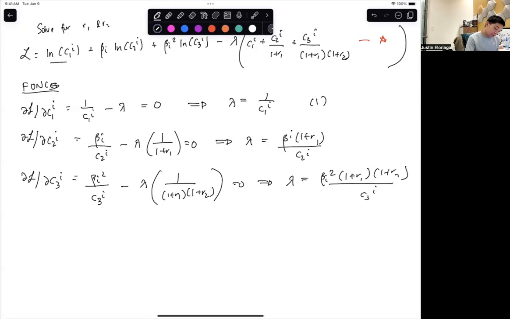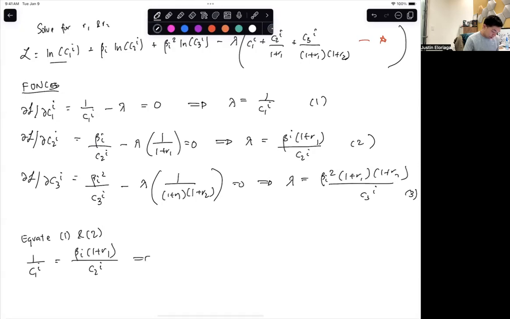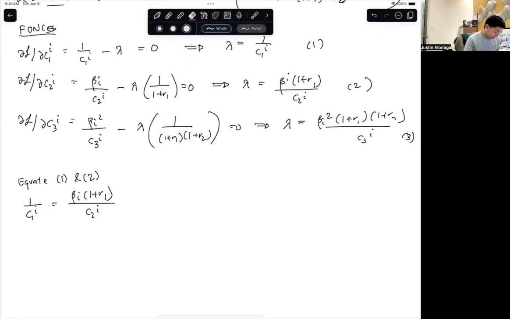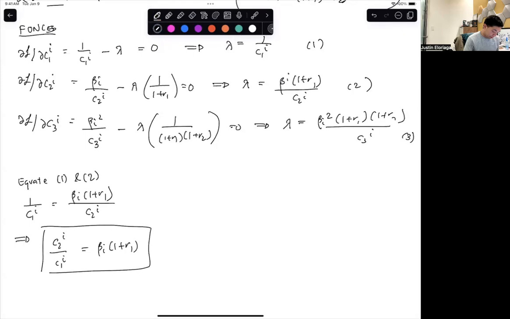Let's call this 1, this 2, and this 3. If I equate 1 and 2, I get 1 over C1i equals beta i (1 plus R1) over C2i. Then I rearrange it, and I can get C2i over C1i equal to beta i (1 plus R1). This is the first key thing I wanted to derive, which is like our first order equation.